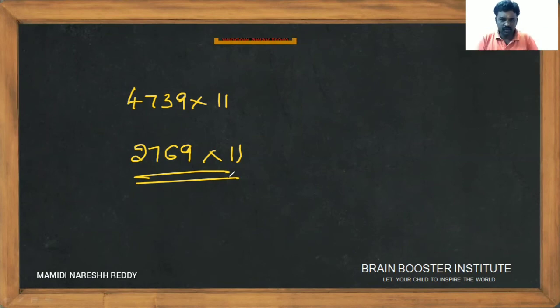Okay, let's do, for example, the second problem now. See, 2769, I'm taking 9. As we get here, see 1, 2, 3, so I am taking the three spaces now. Now 9 plus 6, we are getting 15.